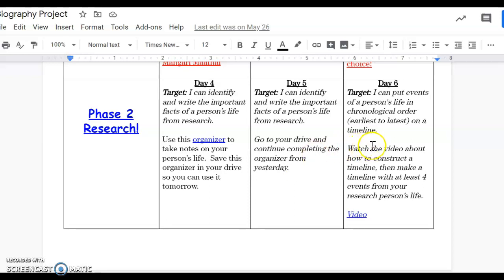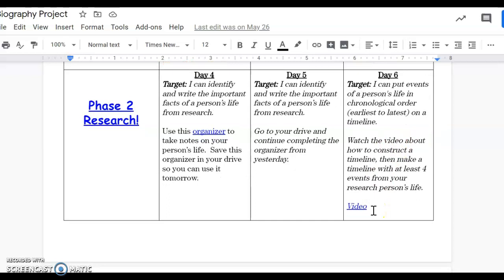Day 6, you're going to do a timeline. So you're going to put your person's life in chronological order on a timeline, and there's a video to explain.